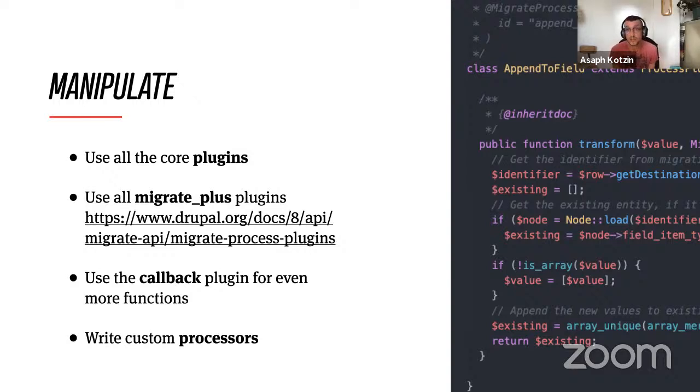The example that you see here, the append to field, is a custom processor that knows how to load a node and add an item to an existing field that might have data in it. That's something that's just not supported by the Migrate API. When we build these custom processors, we keep them generalized, reusable, and we find that many times a few processors can really give you everything you need after using all of the other plugins and callbacks to manipulate the data in the way that you want it and need it to import.